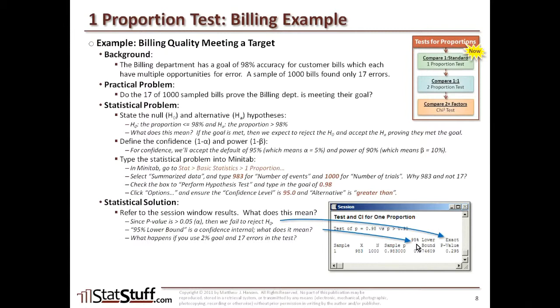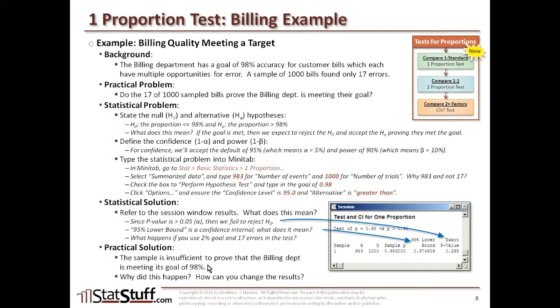So what happens if we use 2% as our goal with the 17 errors instead of the 98% with the 983? Well, we're going to come out to the same exact results. It's going to come out to the same exact p-value. It's not going to be any different, and we would just get the inverse for what we're showing here for our confidence interval. But by looking at the p-value, it's not going to change, and we're going to come to the same exact conclusion. So from a practical standpoint, the way we'd interpret this is we'd say the sample is insufficient to prove that the billing department is meeting its goal of 98%.